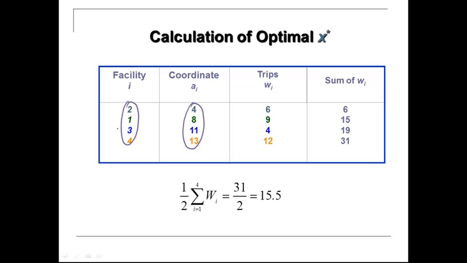And now you're going to use this number to determine the x coordinate. So 15.5. So using this information, now you're going to compare this number with these values. So what you say is, is 6 greater than 15.5? No. Is 15 greater than 15.5? No. Is 19 greater than 15.5? Yes. So we stop here.